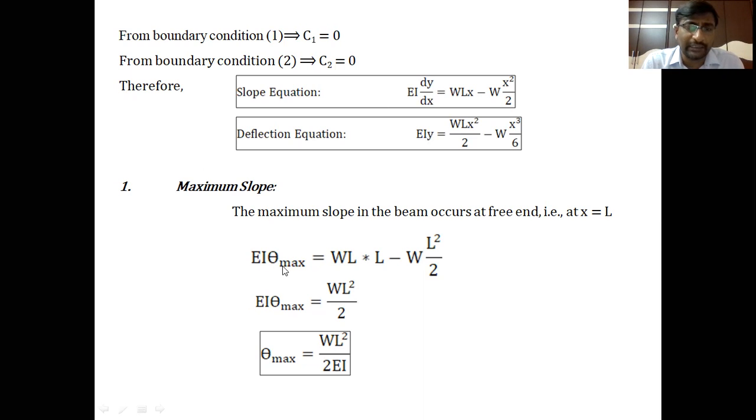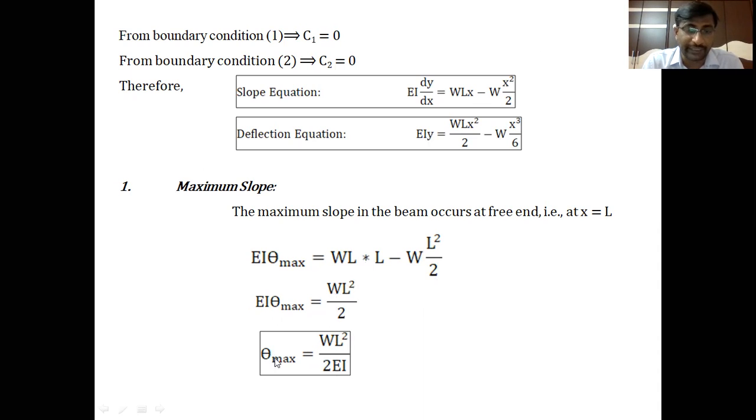So EI theta, if we find the maximum slope, you should substitute L in place of x. Here I have substituted the x value as L. So W into WL into L minus W into L square by 2. So it is x square by 2 there. I am substituting L, so L square by 2. So WL square minus WL square by 2. So WL square minus WL square by 2 is WL square by 2 itself. So WL square by 2 is equal to EI theta maximum. Therefore theta maximum can be written from the above equation as WL square by 2EI.